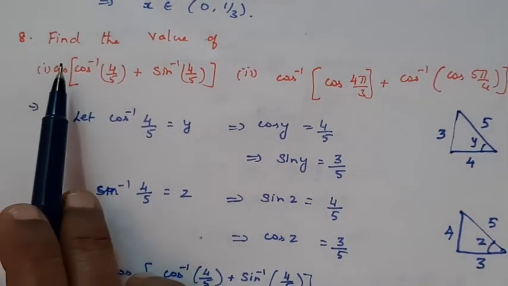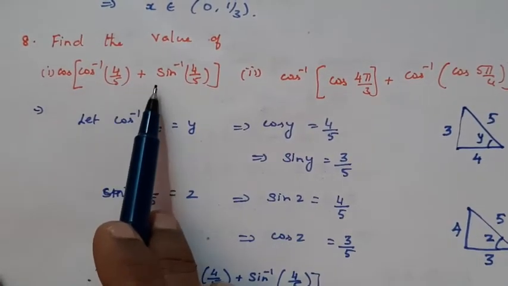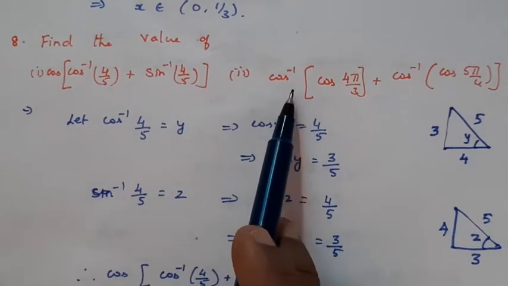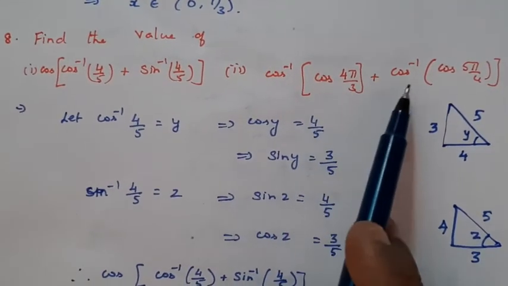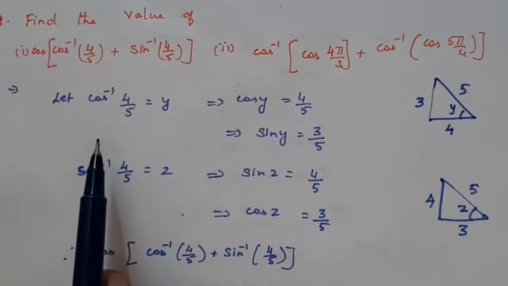Now coming to the 8th sum. Find the value of: first subdivision is cos inverse of 4 by 5 plus sin inverse of 4 by 5. Second one is cos inverse of cos 4 pi by 3 plus cos inverse of cos 5 pi by 4. Okay. Now let us do the first one.